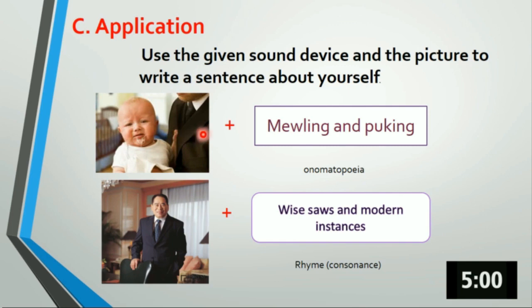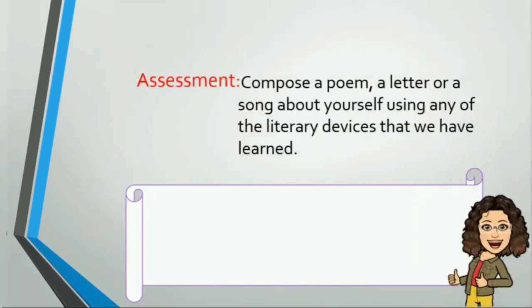Okay? And what you did when you were a baby, you mewl and you puke. So that is an example of onomatopoeia. And this is going to be you when you are aged like 40 or 50. So how do you see yourself? You could be a person with wise saws and modern instances. So that is an example of consonance. Okay? I'll give you 5 minutes to do that.